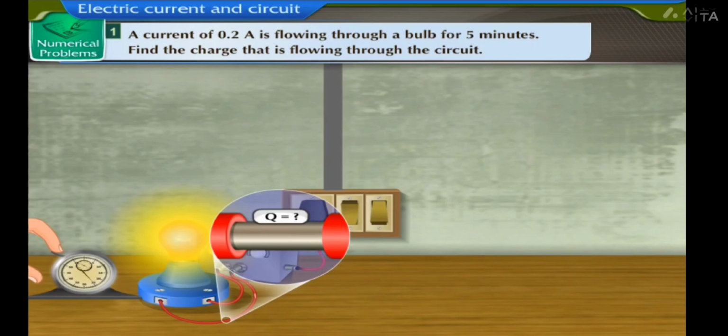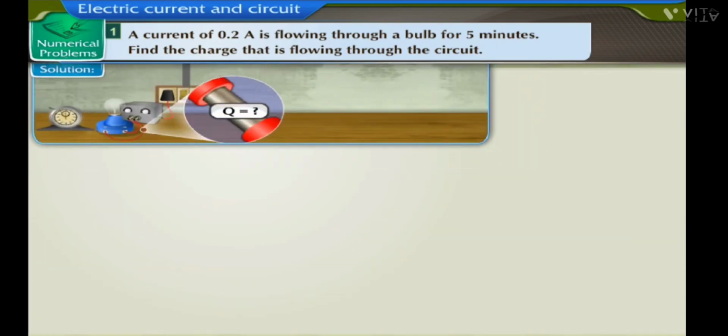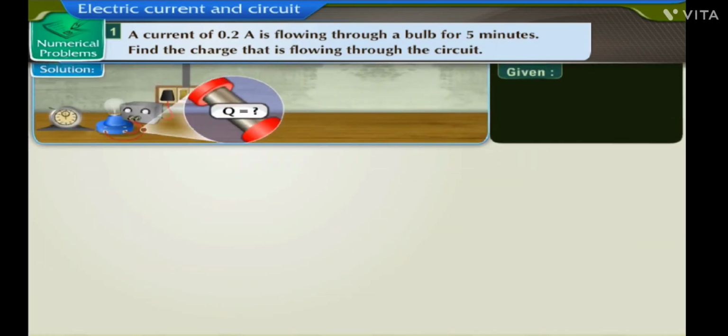Let us solve some numerical problems based on the topics we have studied. Problem 1. A current of 0.2 ampere is flowing through a bulb for 5 minutes. Find the charge that is flowing through the circuit. Solution. Let us first write the given quantities.